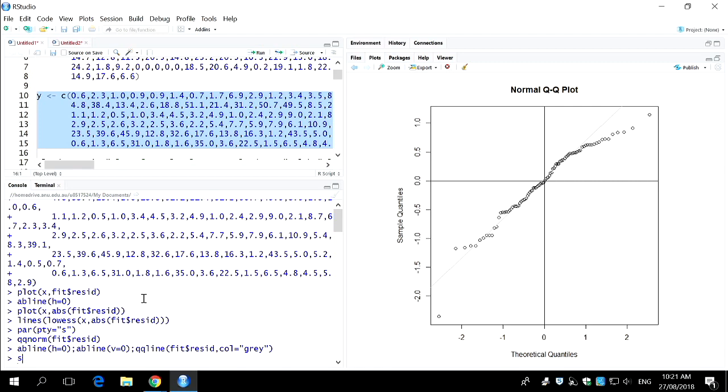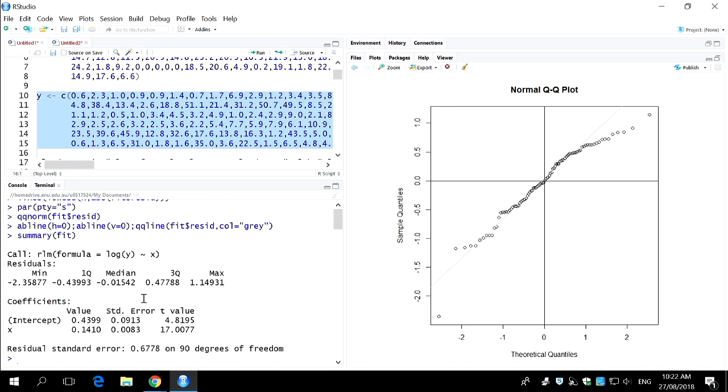Let's have a look at the summary of my fit. And you can see the summary of my fit says, there's my intercept, 0.44. There's my slope, 0.14. Here are the t-values. Okay? So my slope is 17 standard errors away from 0. So the p-value associated with that will be 0.000001, be small, right? I know that's not going to be exactly right because my errors aren't exactly normal, but it ain't going to get up to 0.05, is it? So this regression is significant.